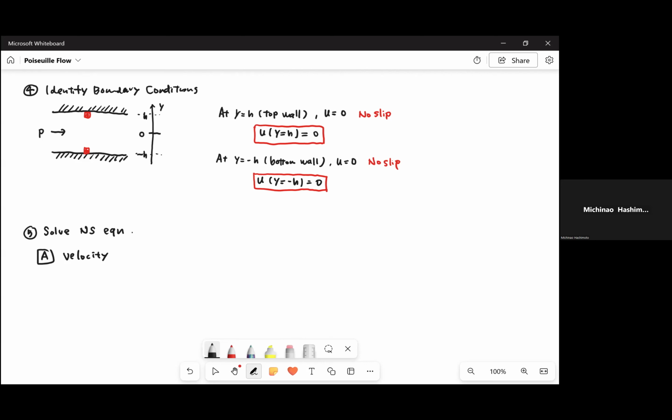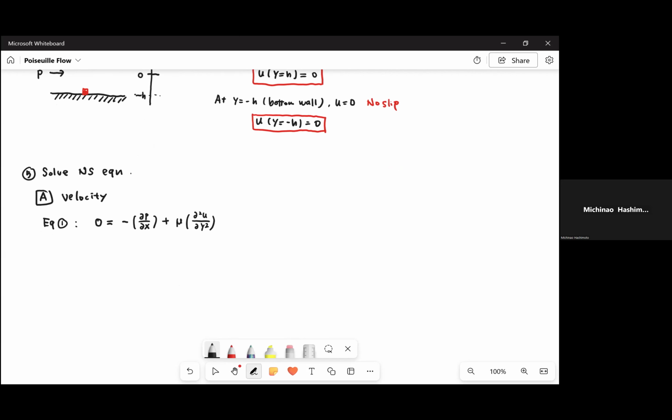Velocity field. We can take the first equation. Equation number 1 gives 0 equals minus dp dx plus mu times d square u over dy square. We can solve this.